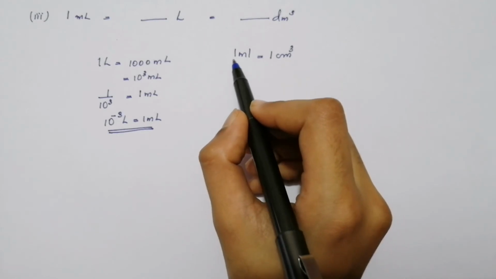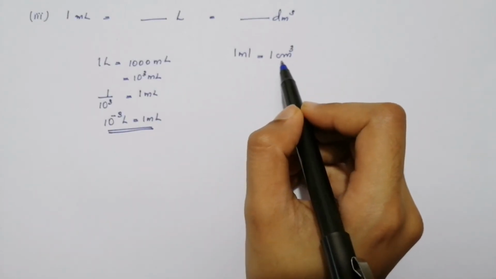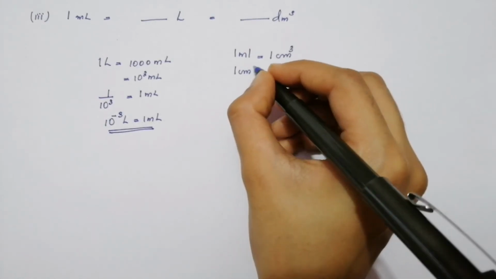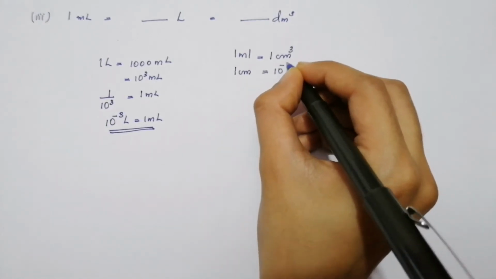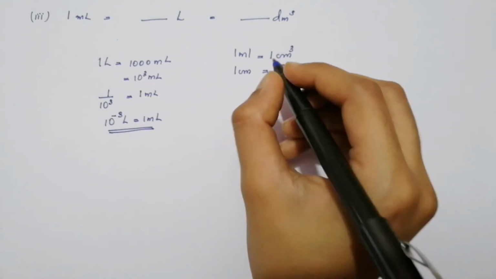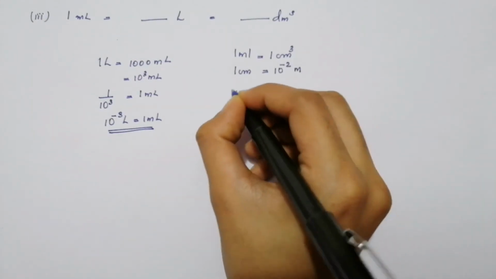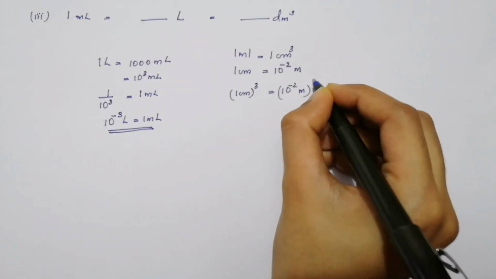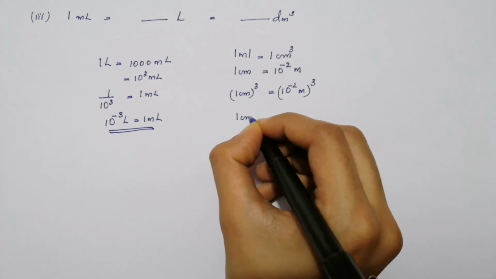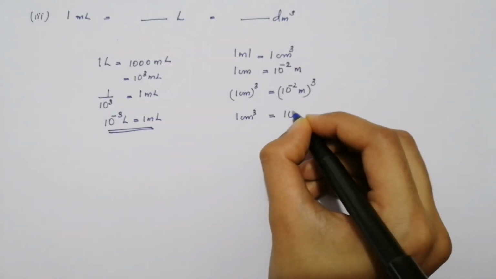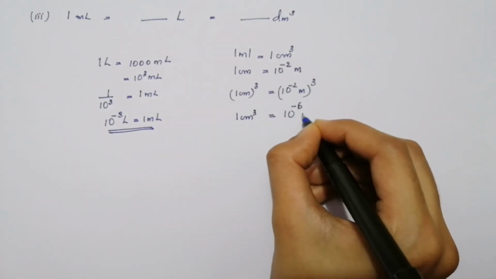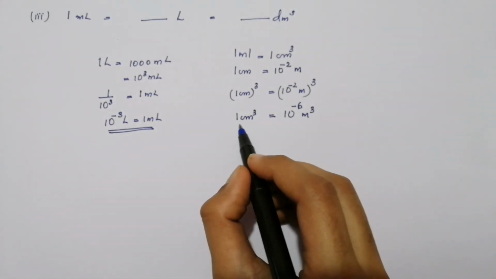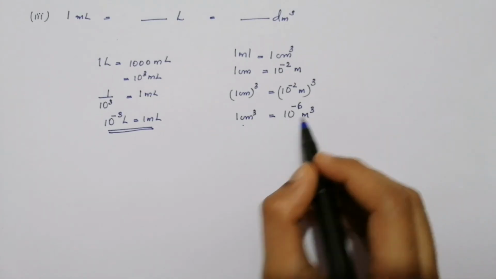We know that 1 milliliter is equal to 1 centimeter cube. Similarly, we know that 1 centimeter is equal to 10 power minus 2 meter. Now, when we give a cube here, we also give 10 raised to minus 2 meter cube. Solving this, we get 1 centimeter cube is equal to 10 power minus 2 into 3, minus 6 meter cube. So we know that 1 centimeter cube is equal to 10 power minus 6 meter cube.